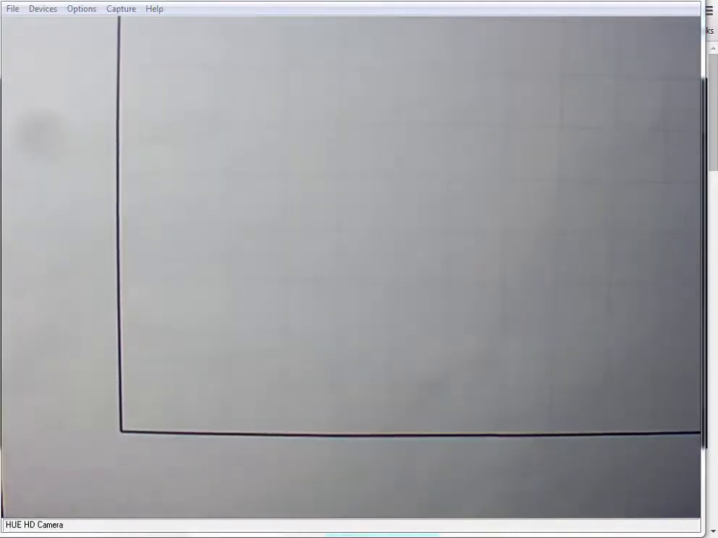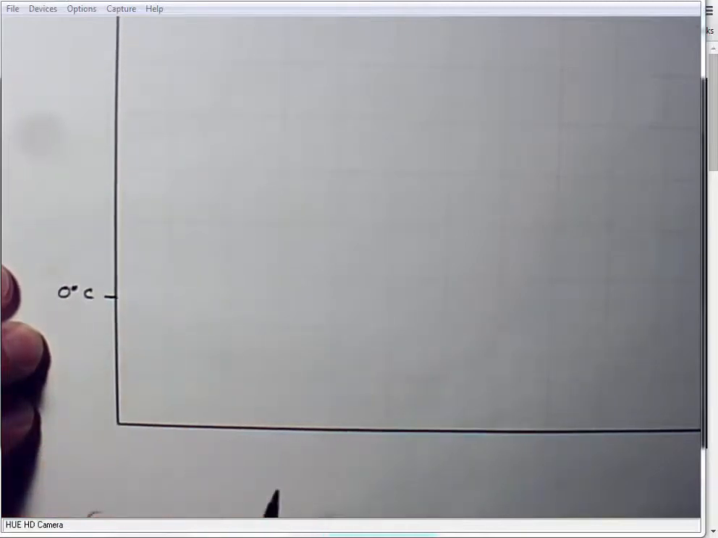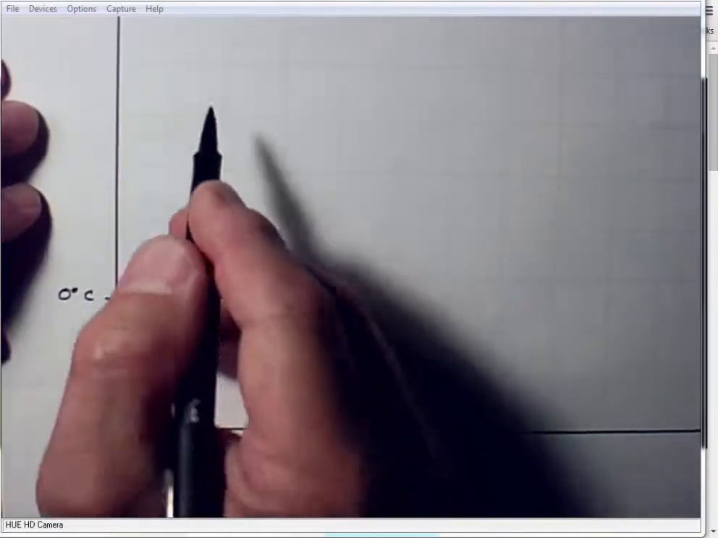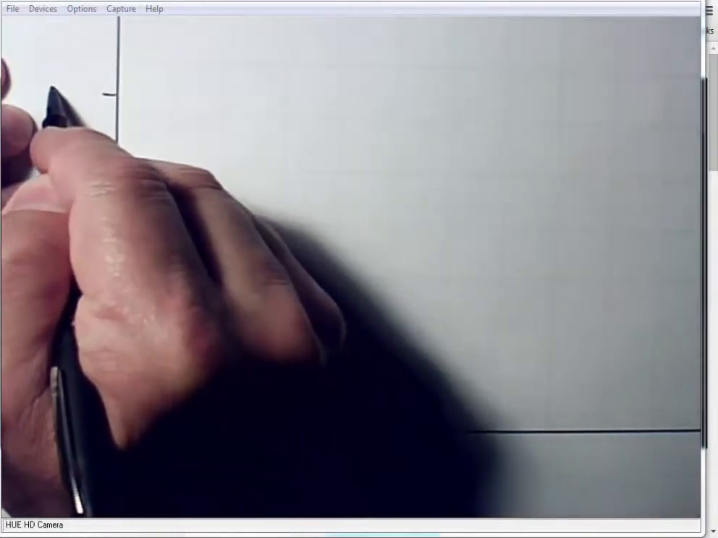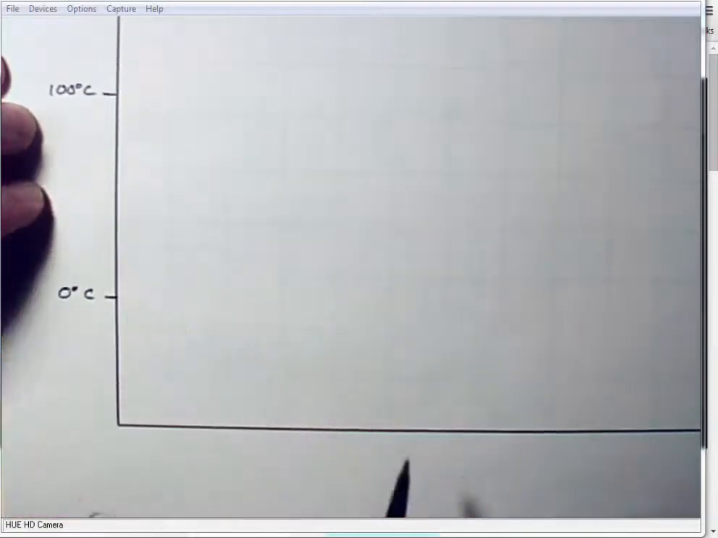Now, what is the freezing temperature of water? Very good. 0 degrees Celsius. Let's say we're going to put that right about here. Okay? 0 degrees C. And where you put it doesn't have to be exactly where I put it on the graph. And what's the boiling temperature of water? 100 degrees Celsius.